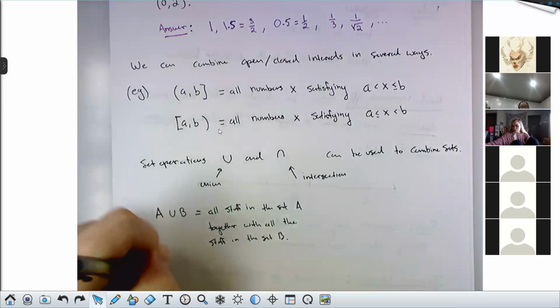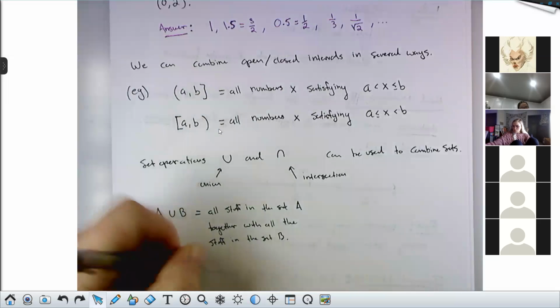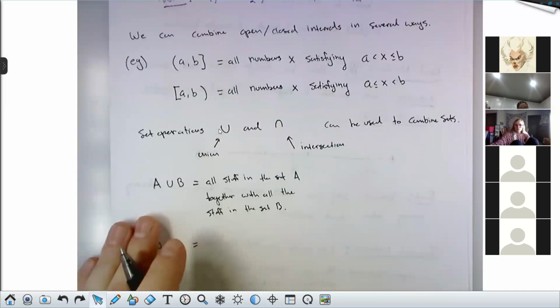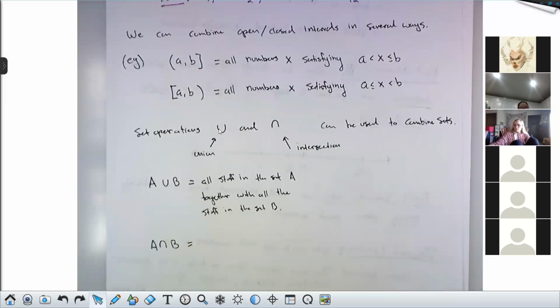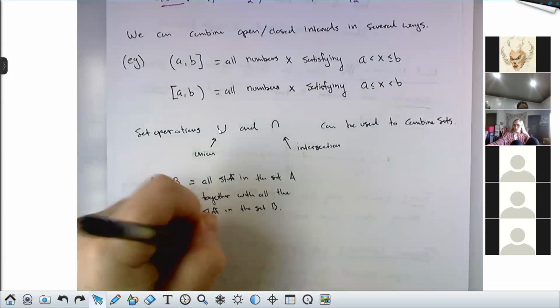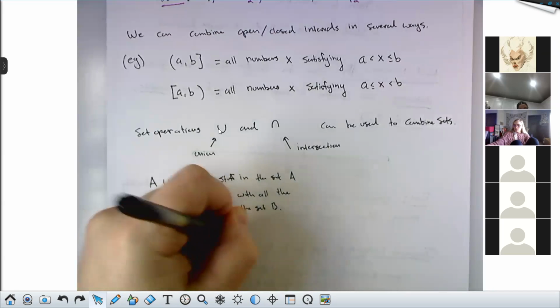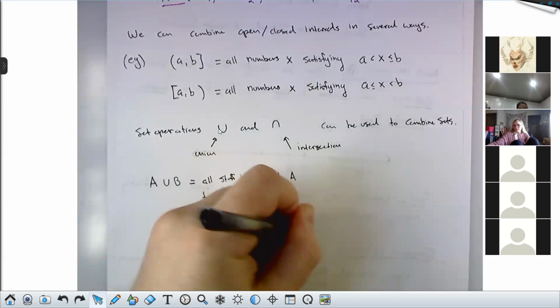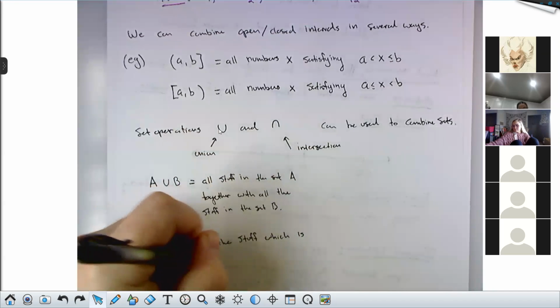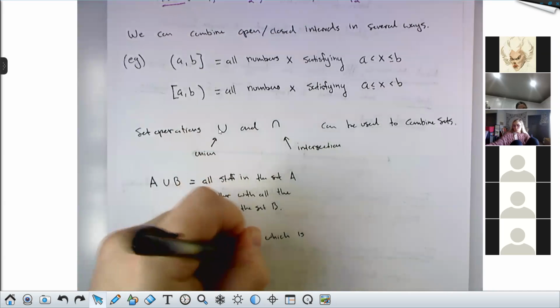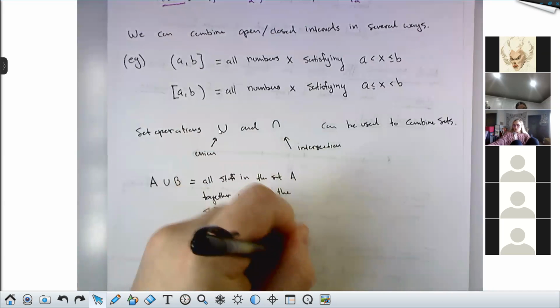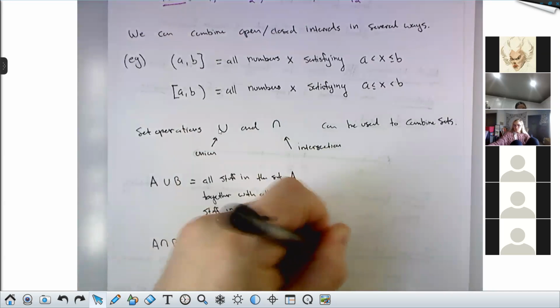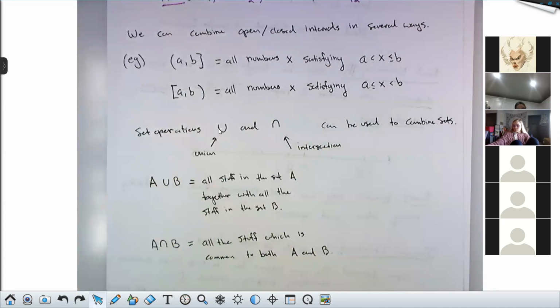The other operation, A intersect B, does kind of the opposite in a sense. It takes only the overlap between A and B. So this is all the stuff which is, I should say, which is common to both A and B. And if you're familiar with Venn diagrams, there's a picture that goes along with each of these.